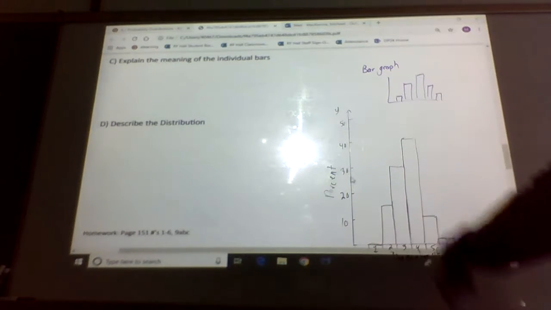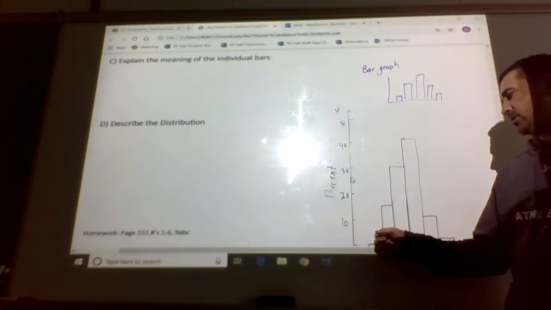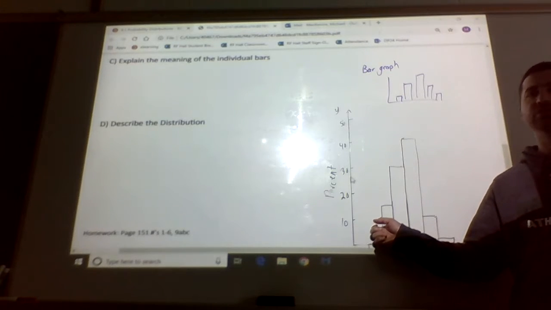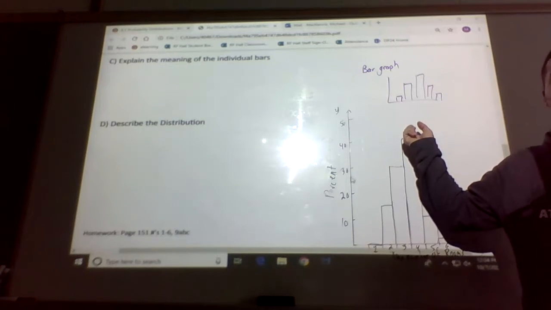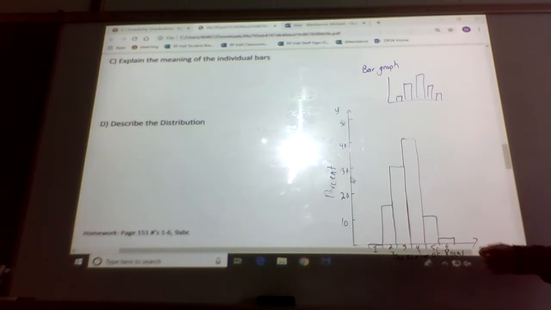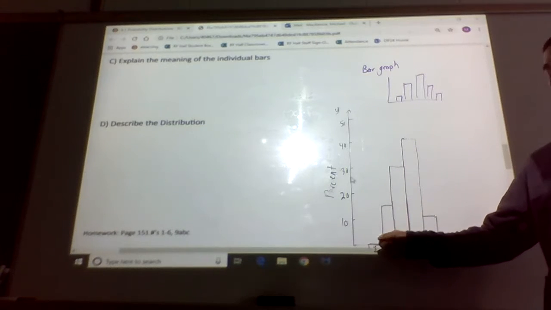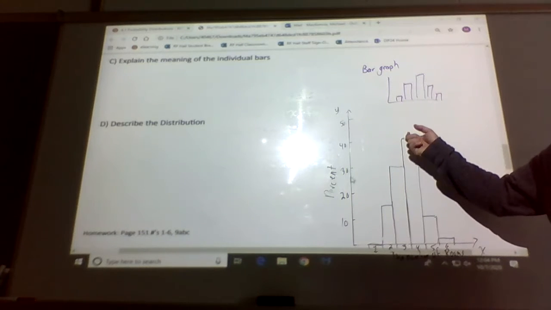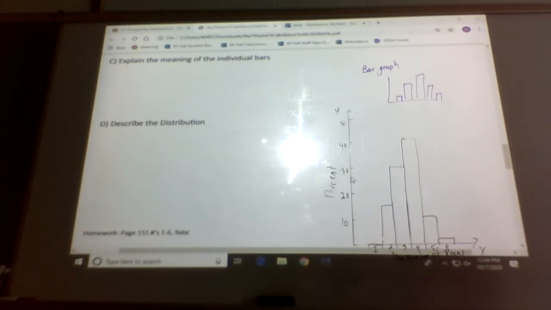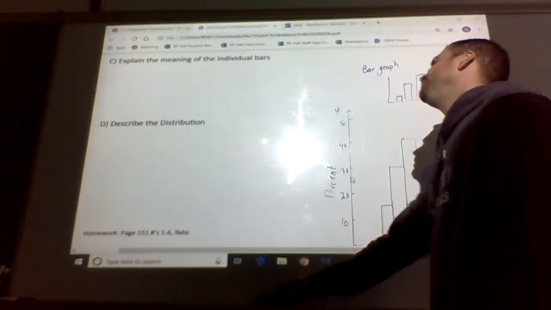To describe the distribution, all you have to do is say it starts at 2 bedrooms, it increases until it gets to 4 bedrooms, and then the percentage decreases rapidly after that. Okay, so just talk about the numbers. I keep saying bedrooms, sorry, rooms.